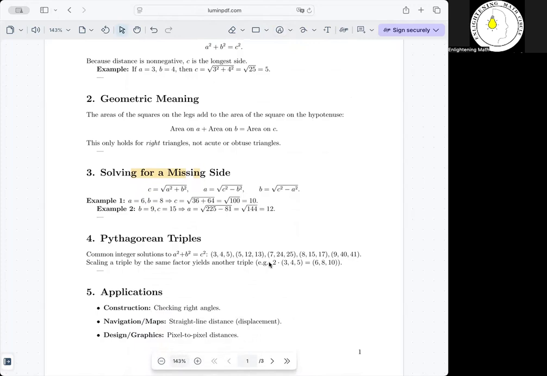So an example of this is if we have sides A and B, and A is 6 and B is 8, C is equal to square root 36 plus 64, or square root 100. Therefore, C is equal to 10. Now, another example, we have side B given as 9, and side C given as 15. In this case, we have A is equal to square root 225, or 15 squared, minus 81, or 9 squared, which is equal to square root 144, or 12.